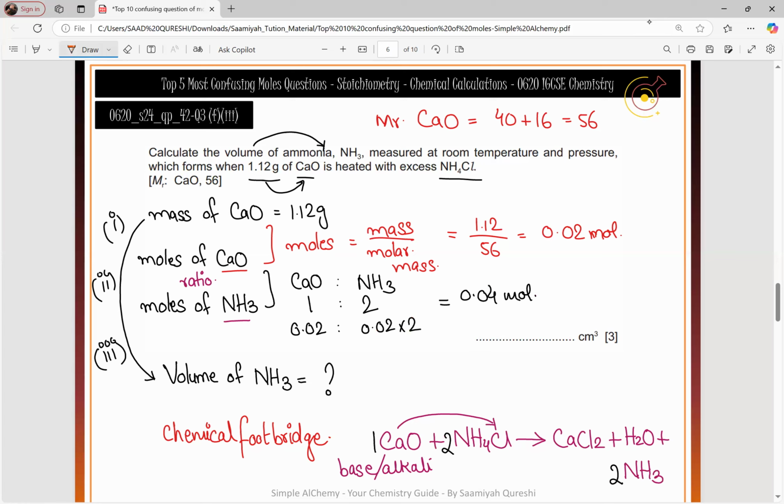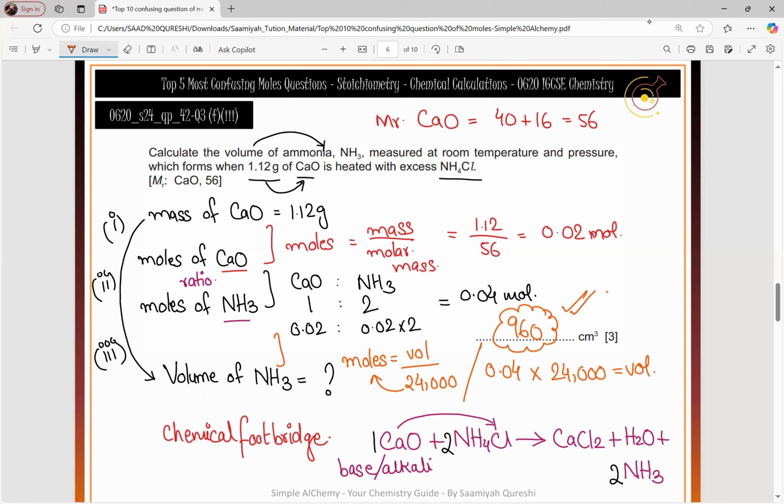Now we'll calculate the volume of the ammonia in step number 3 by using the formula moles is equal to volume over molar volume, which is going to be 24,000 in this case. The number of moles, 0.04, multiplied by 24,000 is equal to volume. After multiplying, we'll get the answer 960. So this is the answer.